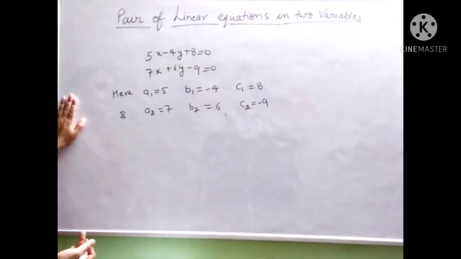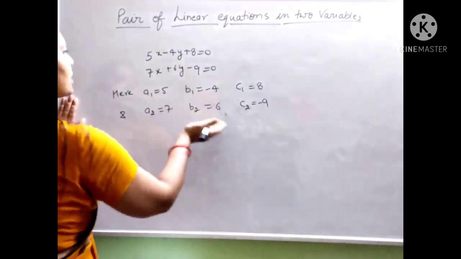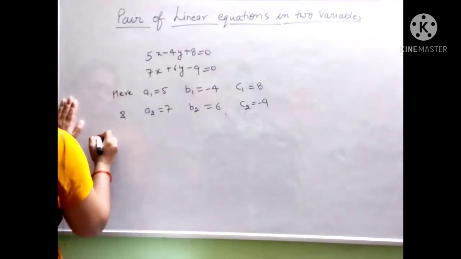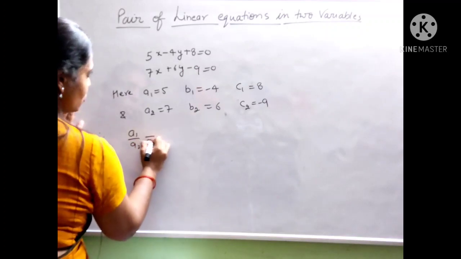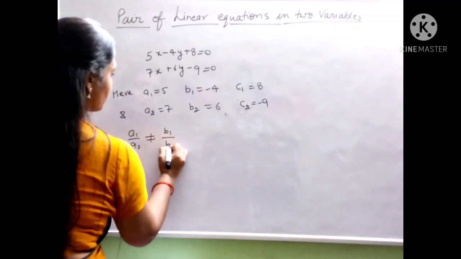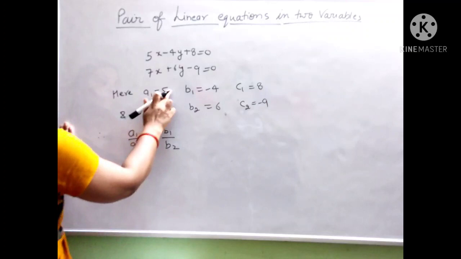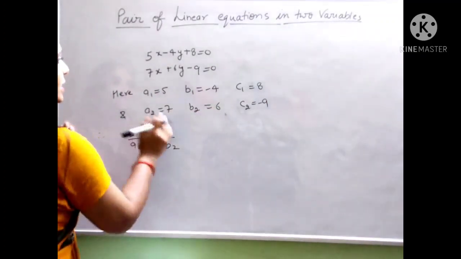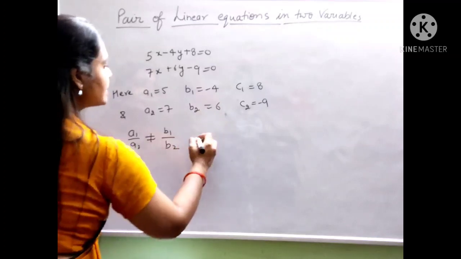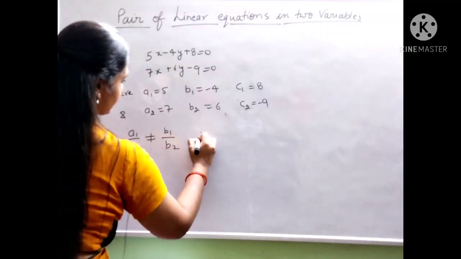Now we have to check the ratios of all the constants. a1/a2 is not equal to b1/b2. Here you can say 5/7 and -4/6 are not equal, so the given pair of lines is intersecting.